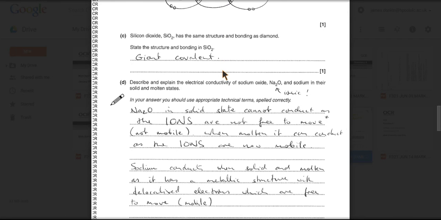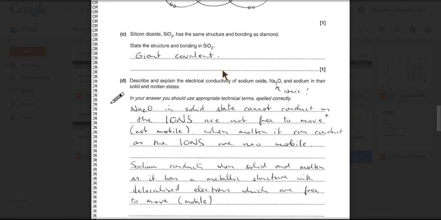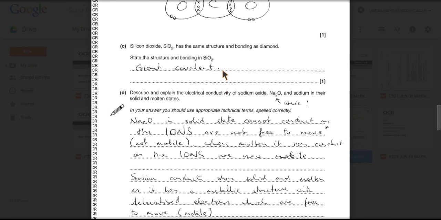Describe and explain the electrical conductivity of sodium oxide and sodium in their solid and molten states. So you can see I've just quickly scribbled up in there, and I would encourage you to do this in the exam. That's ionic. How do you know? Well, that's a metal, that's a non-metal, and they form ionic bonds with each other.